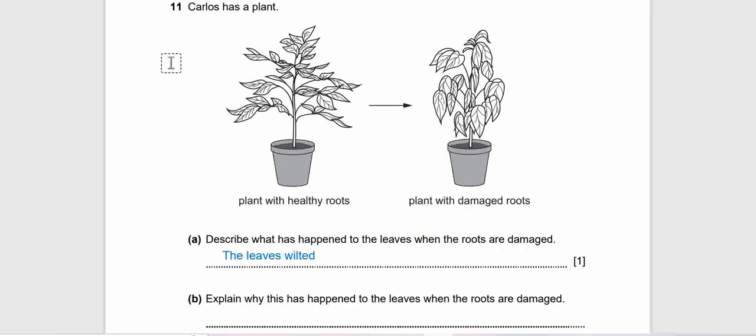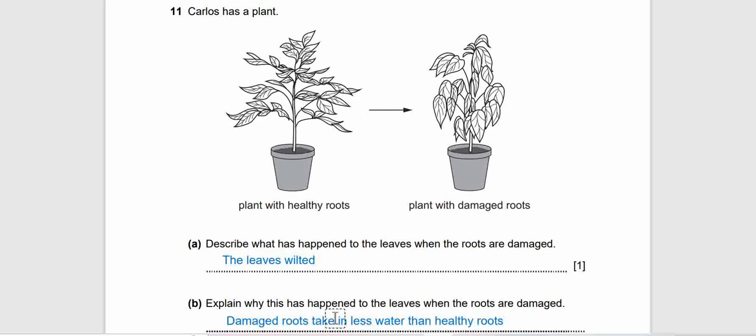All right, 11B. Explain why this has happened to the leaves when the roots are damaged. 10 seconds. All right, guys. Let's open up the answer for this one. So damaged roots take in less water than healthy roots, which is why the leaves wilted.